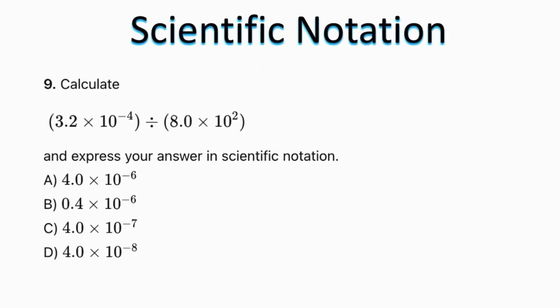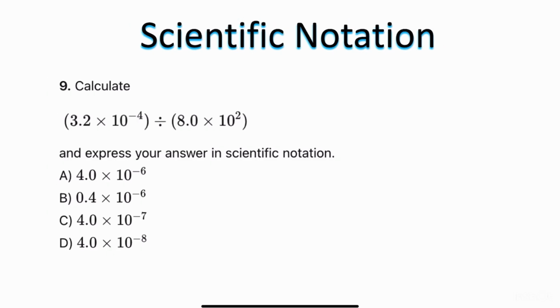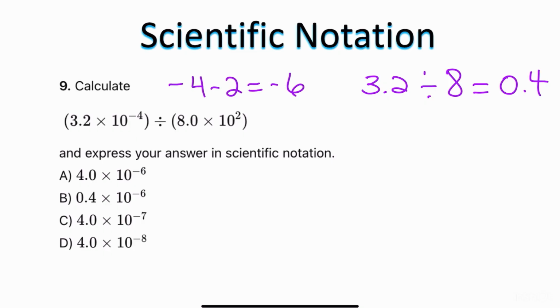For question number 9, you are dividing. This is something that the calculator is going to do for you. Can you do this by hand? Absolutely. You can do 3.2 divided by 8. 3.2, if you divide that by 8, it's just going to give you 0.4. By the rules of exponents, when you divide, you subtract the powers. So negative 4 minus 2 means negative 6. So the answer is 0.4 times 10 to the negative 6 power.